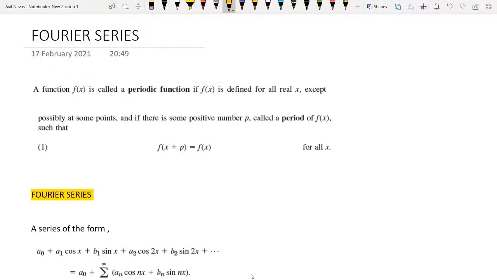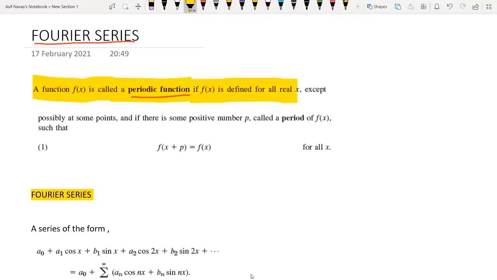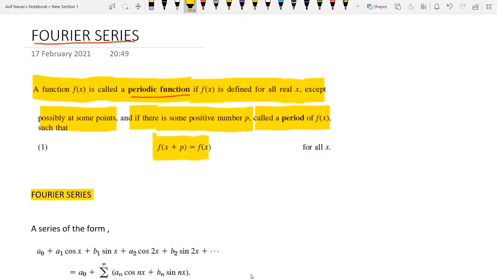Next topic, Fourier series. Before going to Fourier series, first we will define what a periodic function is. A function f(x) is called a periodic function if f(x) is defined for all real x except possibly at some points, and if there is a positive number p, called a period of f(x), such that f(x + p) = f(x) for all x.